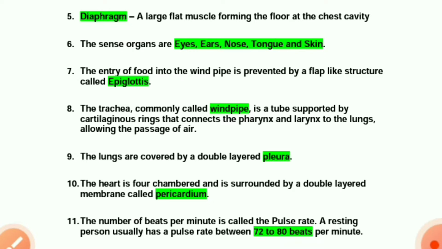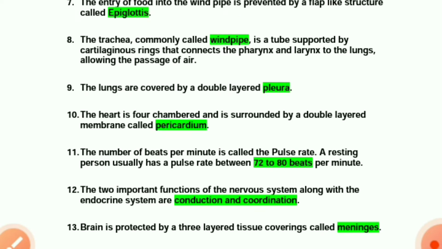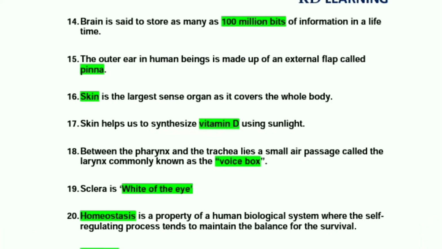The number of beats per minute is called as pulse rate. A resting person usually have a pulse rate between 72 to 80 beats per minute. The two important functions of a nervous system along with the endocrine system are conduction and coordination. Brain is protected by three-layered tissue covering called meninges. Brain is said to store as many as 100 million bits of information in a lifetime.